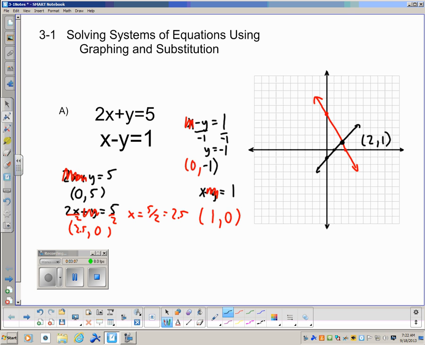Again, we could substitute it back in to see if it's true. 2 times 2 is 4, plus 1 gives me 5. I can put 2, 1 in the other equation: 2 minus 1 gives me 1. So it does indeed work for both equations. Therefore, it is our solution, where the two lines intersect.